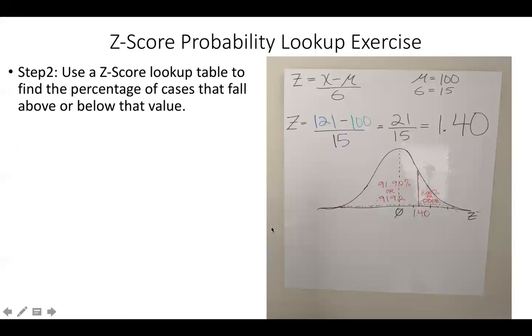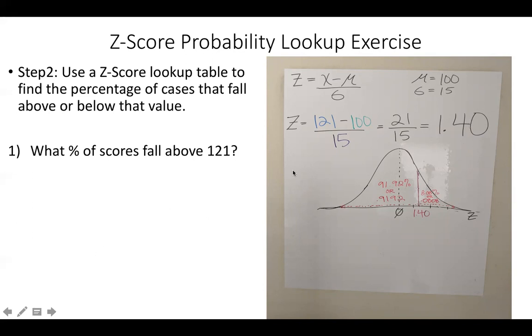Next, we need to use a Z-score lookup table to find the percentage of cases that fall above or below a certain value. So if I want to figure out the percentage of scores that fall above 121, I need to go and figure out what percentage coincides with a 1.40 Z-score.